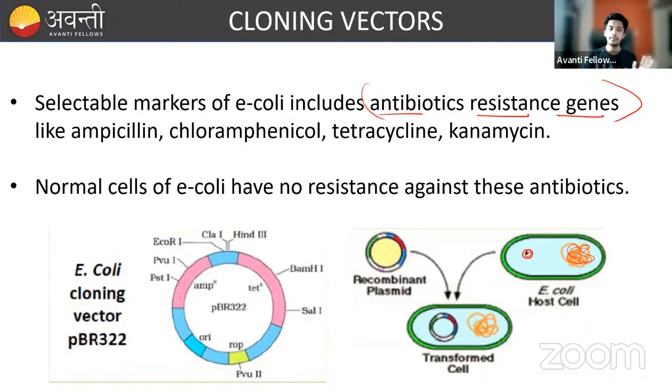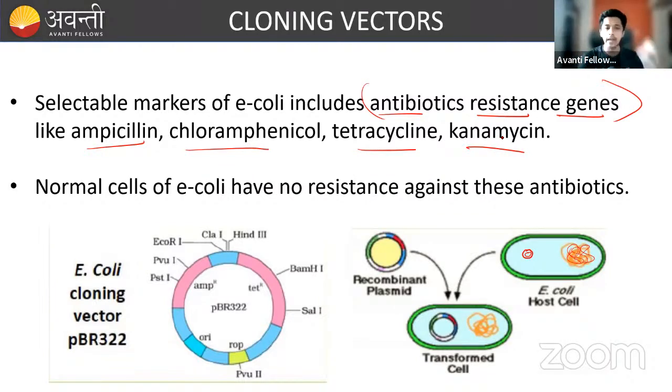plasmid DNA. So we use this gene, which is present in the plasmid DNA, as one of our selectable markers. Now, why do we use that? Because in the plasmid DNA, if we analyze, there are several selectable markers in the form of antibiotic resistance genes. For example, ampicillin is an antibiotic, so ampicillin resistance gene. Then you have chloramphenicol resistance gene, tetracycline resistance gene, kanamycin resistance gene. So these are the resistance genes.